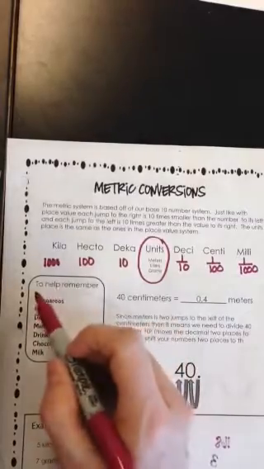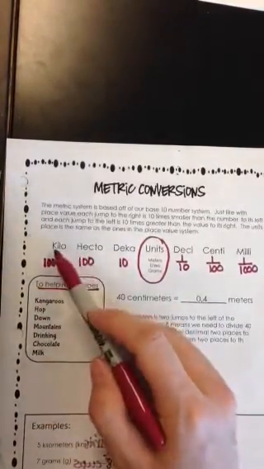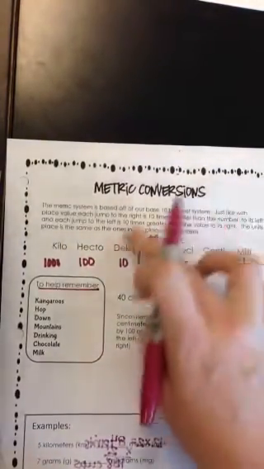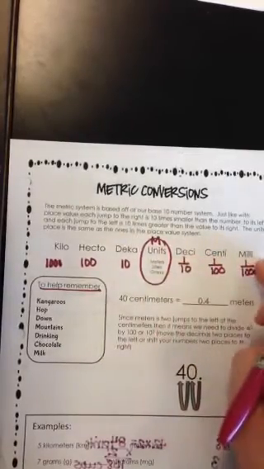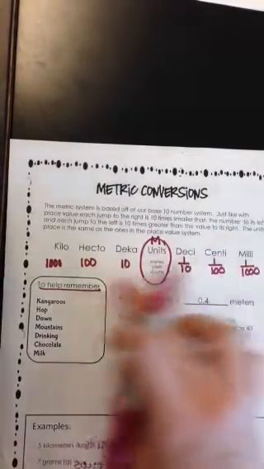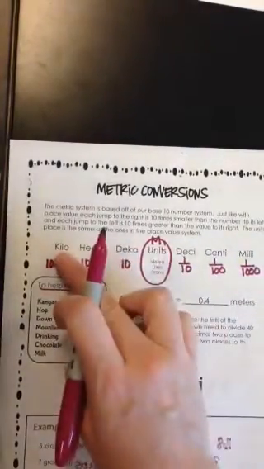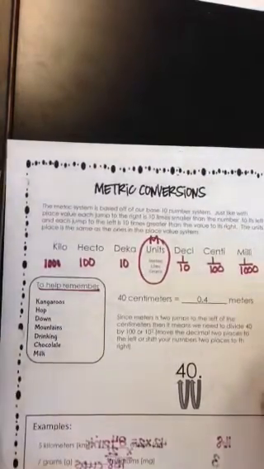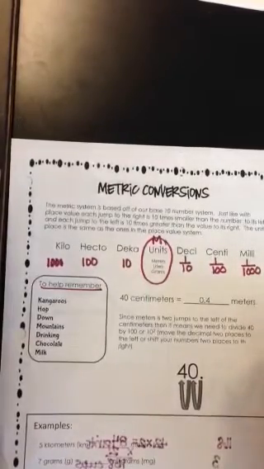So one of the ways to help you remember the order is the sentence, kangaroos hop down mountains, which is for your meters, but it could be any unit here, drinking chocolate milk. So say that to yourself a couple times. Kangaroos hop down mountains drinking chocolate milk. Now, if you have another one that works and you want to use that sentence as your sentence to help you remember, that's perfectly fine.